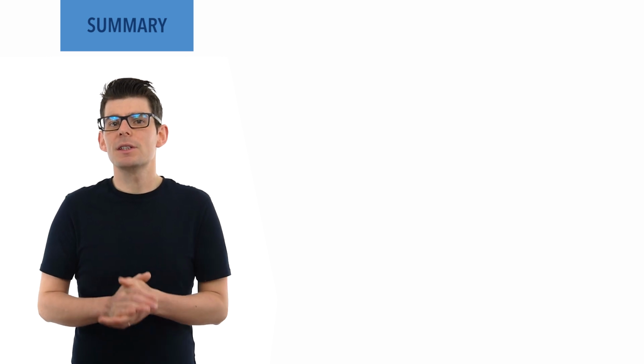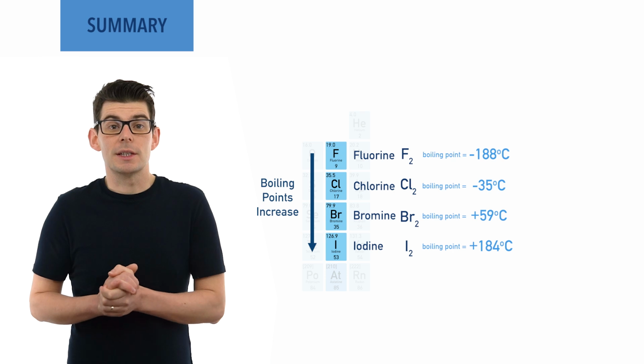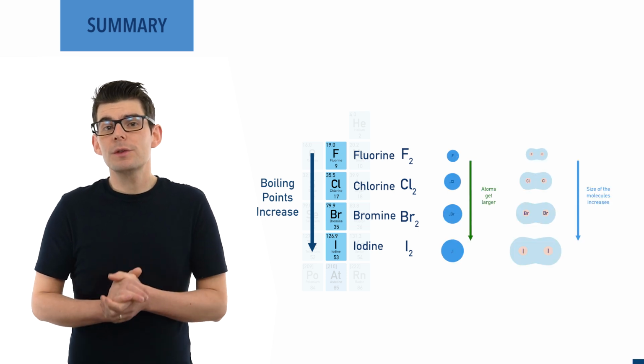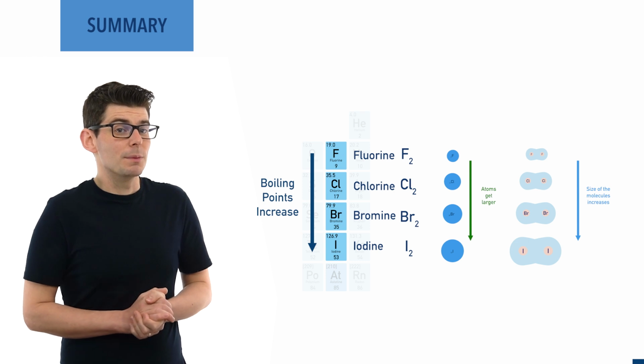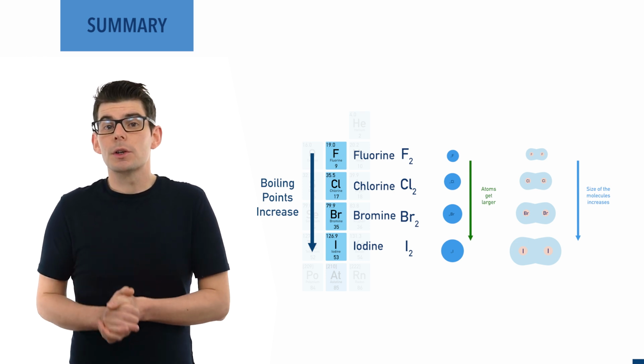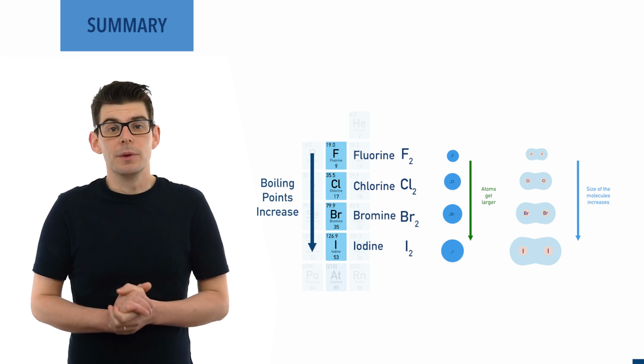So, to summarise, boiling point increases for halogens down the group. This is because as the molecules get larger down the group, the strength of temporary instantaneous dipole-dipole interactions, or London dispersion forces, between the molecules get stronger and more energy is required to overcome them.